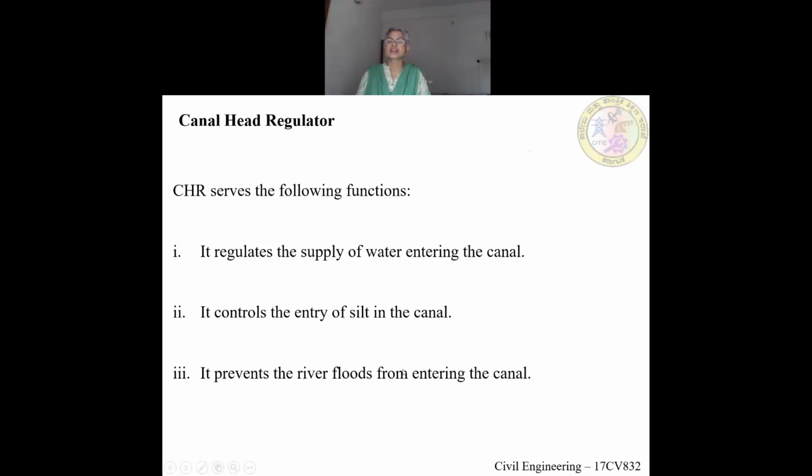So in the canal, the quantity of discharge has to be maintained. So therefore, silt is avoided, and also the river floods should not enter the canal.